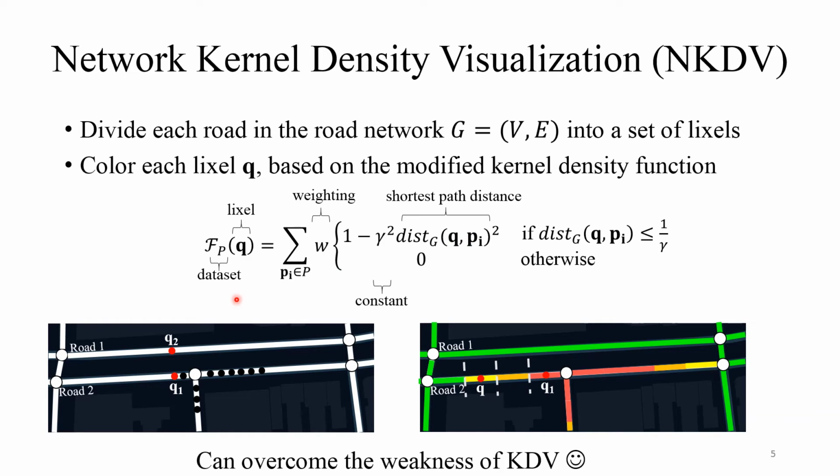Using the previous toy examples for illustration, you can see that this is the new hotspot map. Based on this modified kernel density function, you can find that Q1 has a high density value and Q2 has a small density value, which are more reasonable. Therefore, this approach can overcome the weakness of KDV.